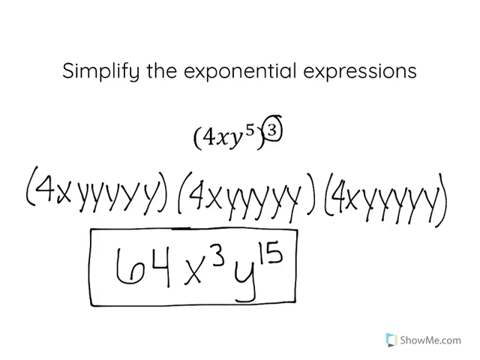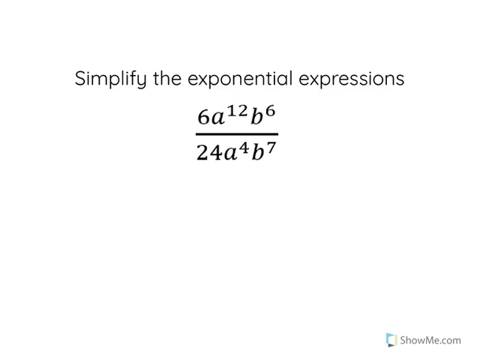There are no negative exponents, so that means we are good to go. Let's take a look at one more. This right here is our quotient property. So again, we're going to do the same thing where we expand out. So I have 6 and 24. I have 12 A's.